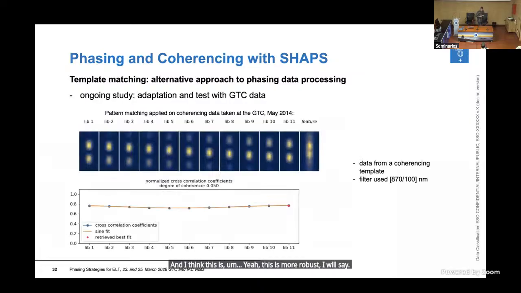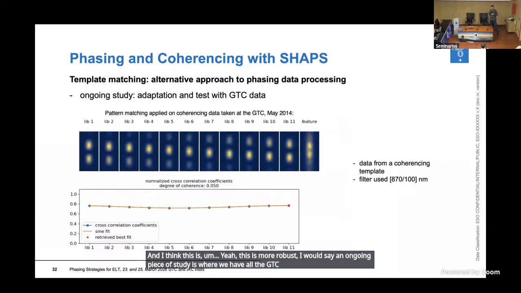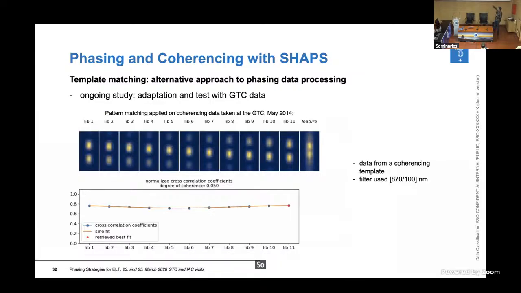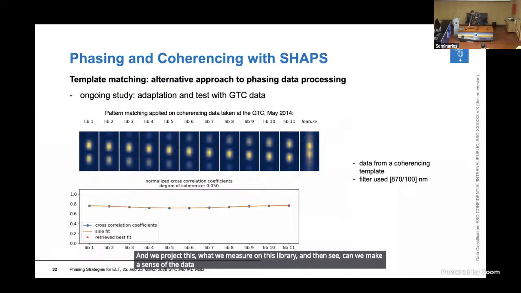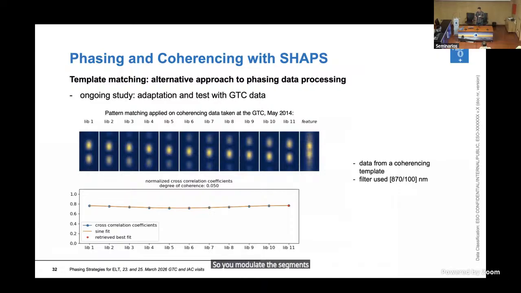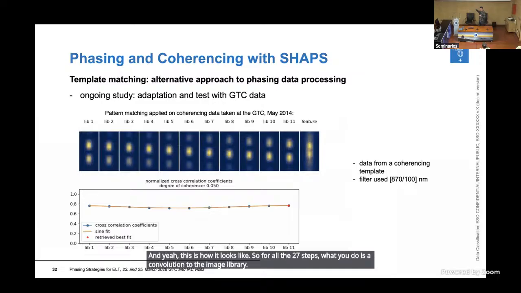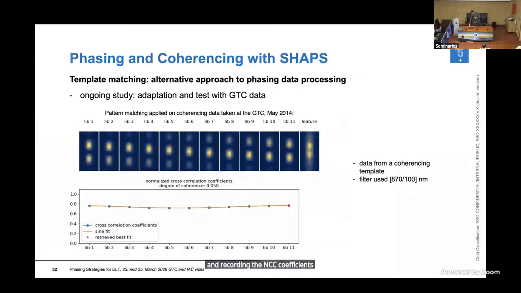The ongoing piece of study is where we have all the GTC's data still available. So we go back to 2014, 12 years ago, and we project this, where we measure it, on this library, and then see, can we make sense of the data? And indeed, now this is data coming from a procedure with 27 steps. The very first one I showed you, broadband phasing. So you modulate the segments and you get the signal. And this is how it looks like. So for all the 27 steps, what you do is a convolution to the image library and recording the NCC coefficients. So it looks like so.